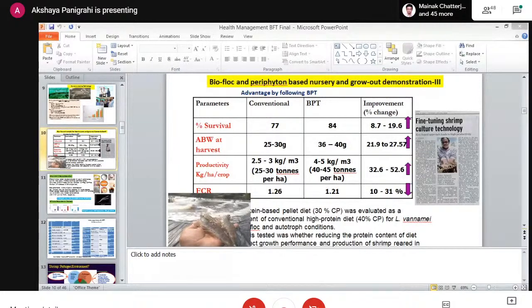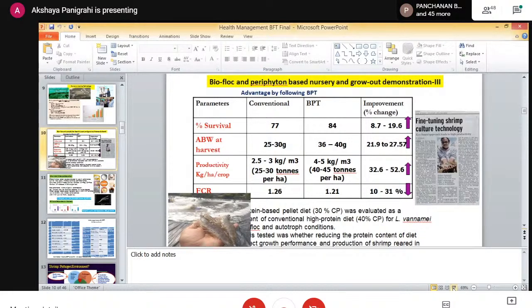And productivity, if you see in the conventional system when it is 2.5 to 3 kg, they are not able to see the big screen. Even important. No, it's not coming. Doctor, can you see the bigger screen? Yes, one is going on.